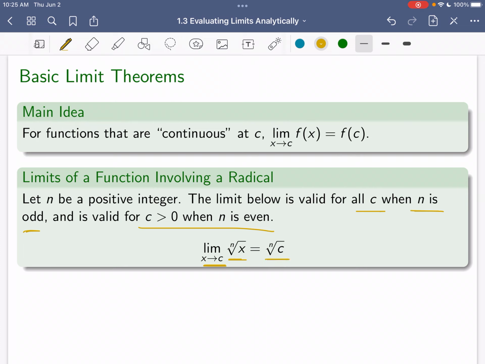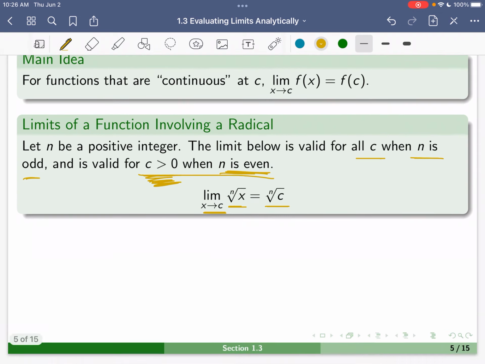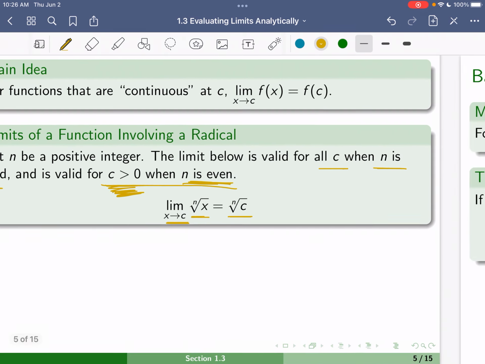So if it's an odd root, it is okay to take odd roots of negative values. That will result in a real value. We don't get real valued outputs if we take even roots of negatives. That's why we have this restriction. When we have an even root, then this is okay. We can do that direct substitution as long as it's in the domain of that nth root.